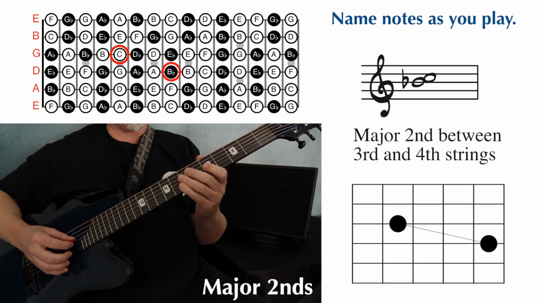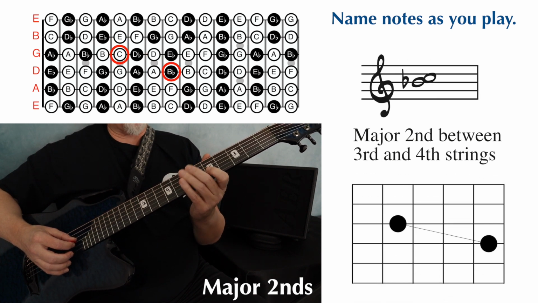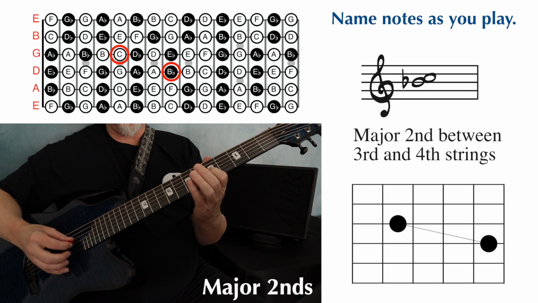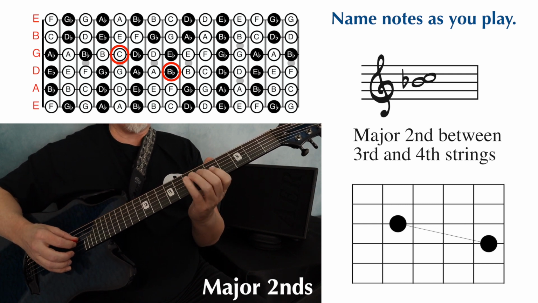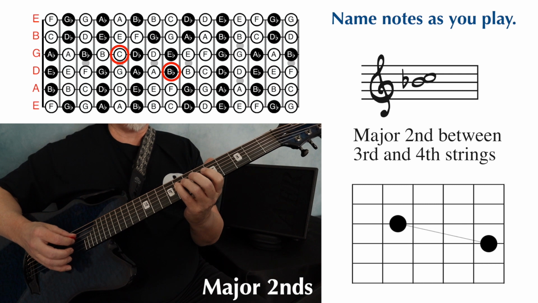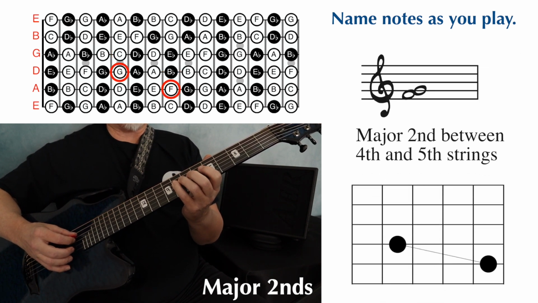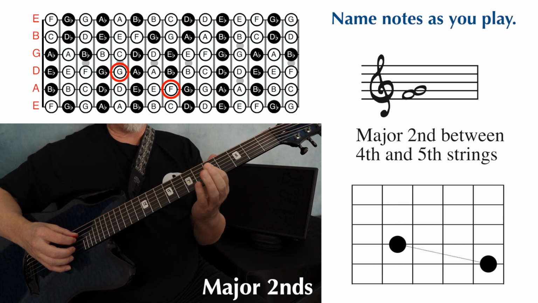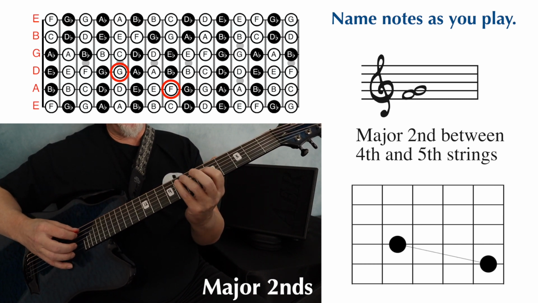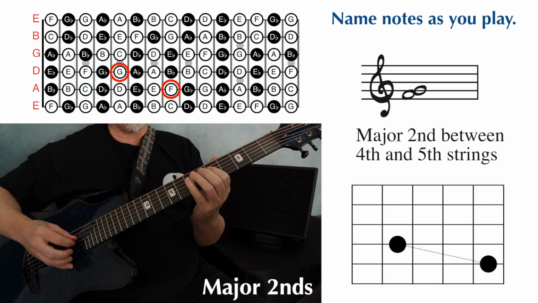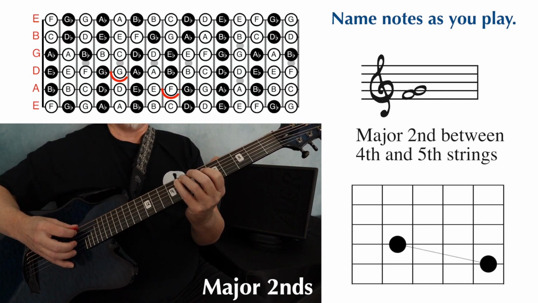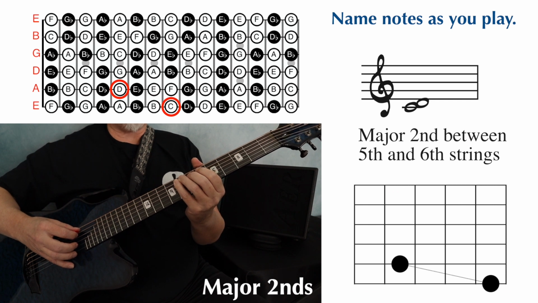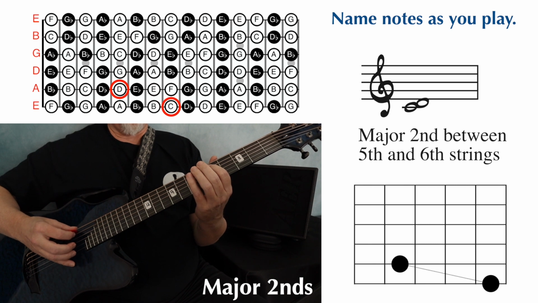Major second between strings 3 and 4 is going to be 3 frets distance. Here's a C, B flat. Major second between strings 4 and 5 is also 3 frets distance. So here's a G to an F. And major second between strings 5 and 6 is also 3 frets distance. So here's a D, C.